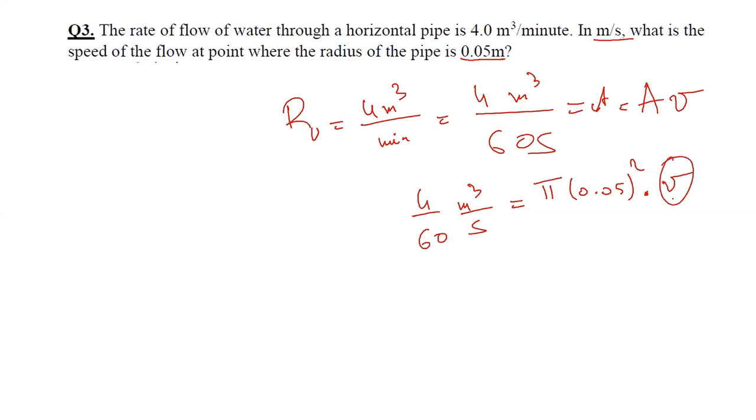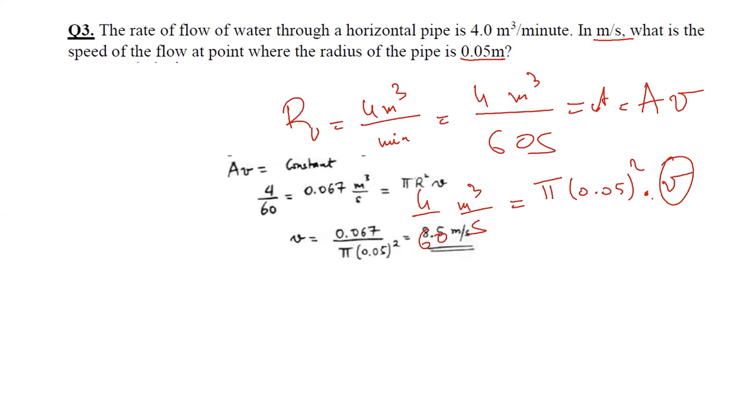So I know everything. My only unknown is V here. I just divide by the cross-sectional area and I get V. And it gives me 8.5 meter per second.